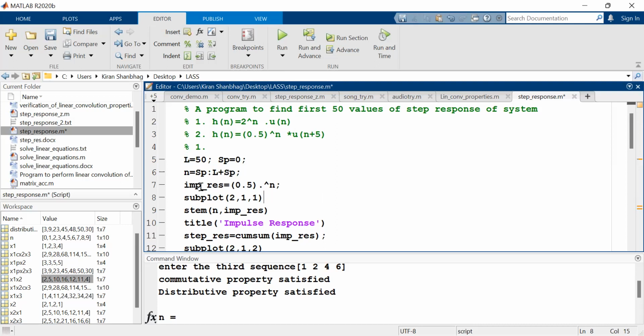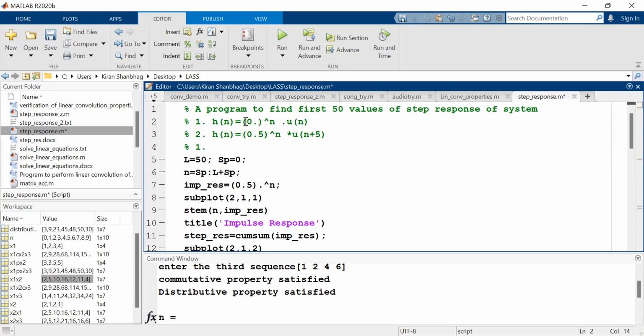So how do I define my impulse response? It is alpha to the power n into u of n. Here I will not write any u of n, since while calculating the values I only start from 0 and calculate up to 50 values. So 0.5 to the power n. Since my n starts from 0 and goes till 50, I am covered here. It only takes the positive values. Shall I make this a 2? Let me have it as 0.5. I will change it here only to 0.5.